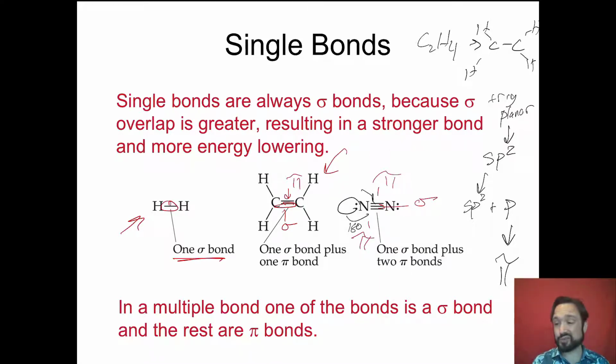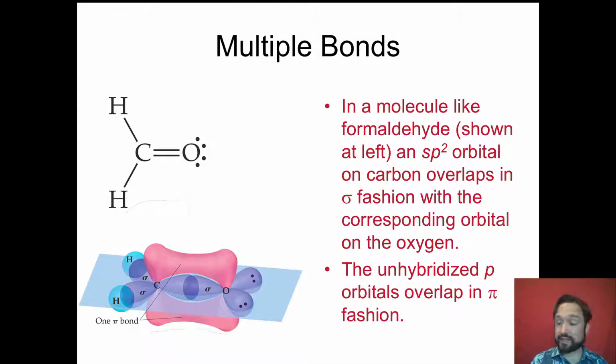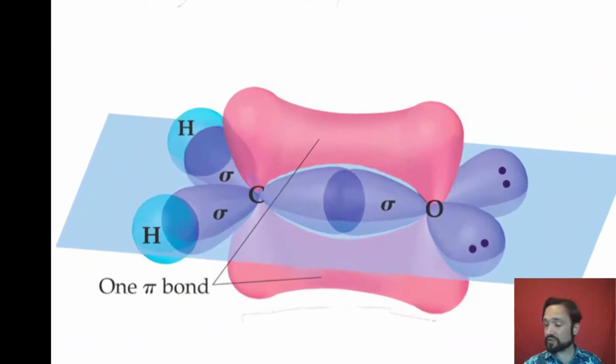Let's take a look at this visually. Here is formaldehyde. Now, formaldehyde is going to have a single bond, a sigma bond, between the carbon and the oxygen, and then it's going to have the other bond that makes up the double bond, the pi bond. So what does this look like if we look at all the pieces? All right, let's zoom in on this for a second.